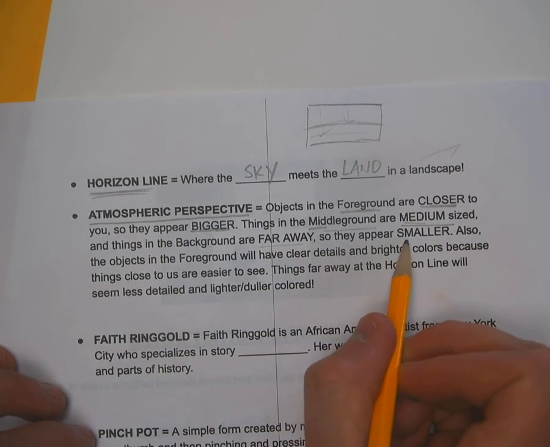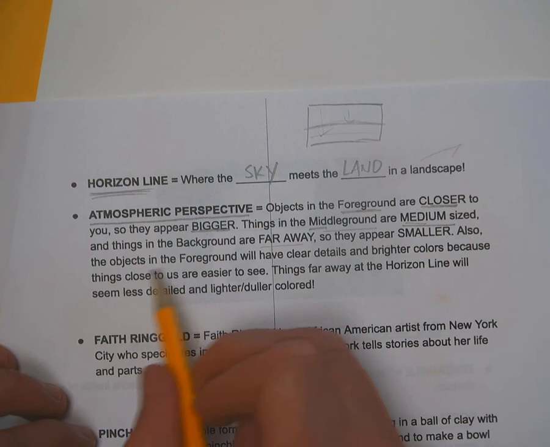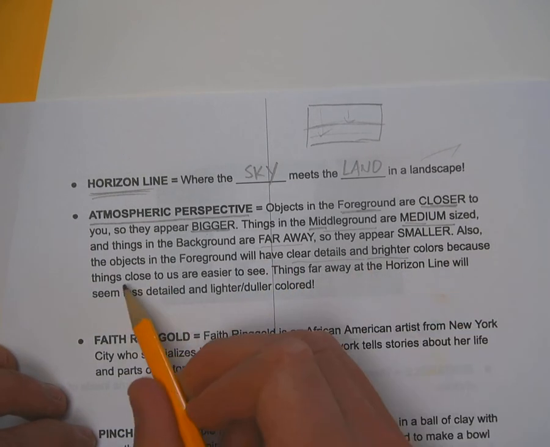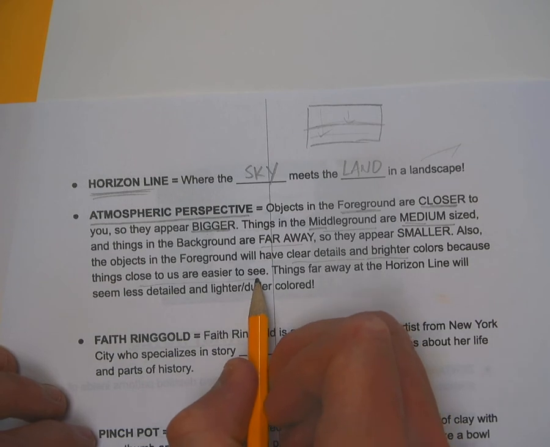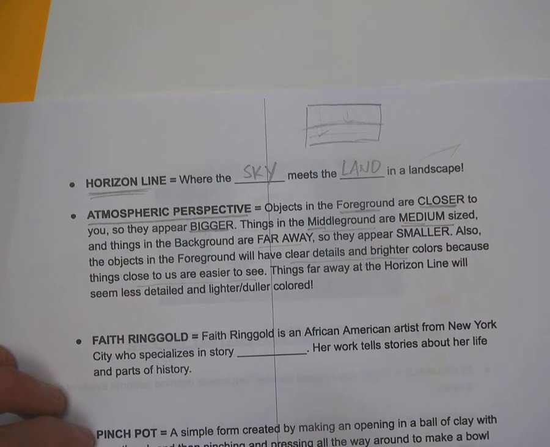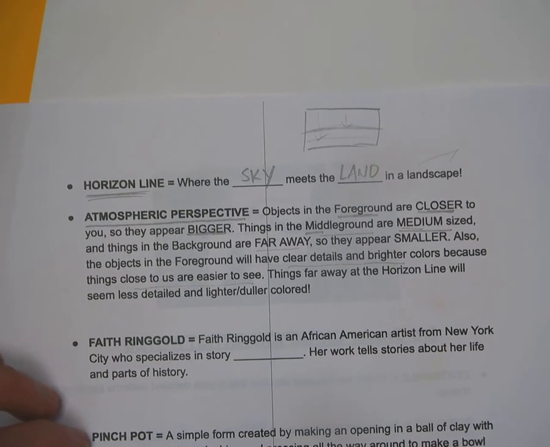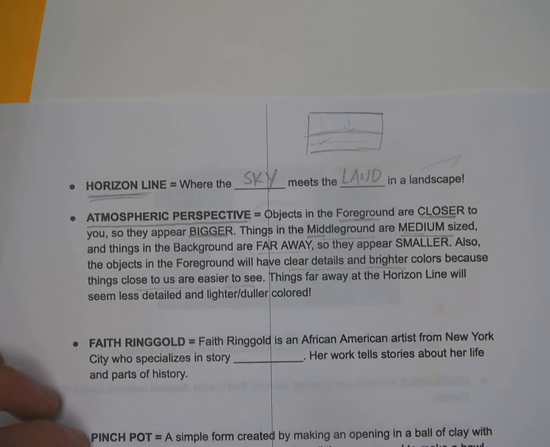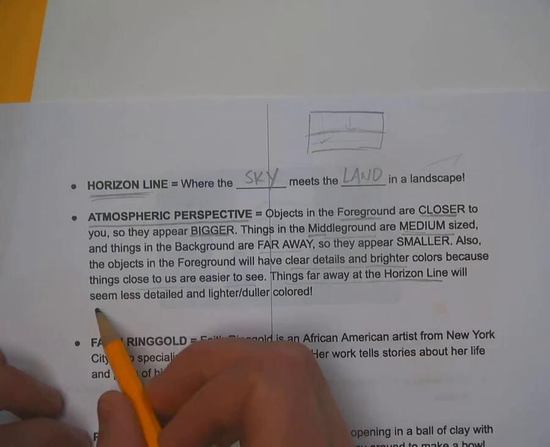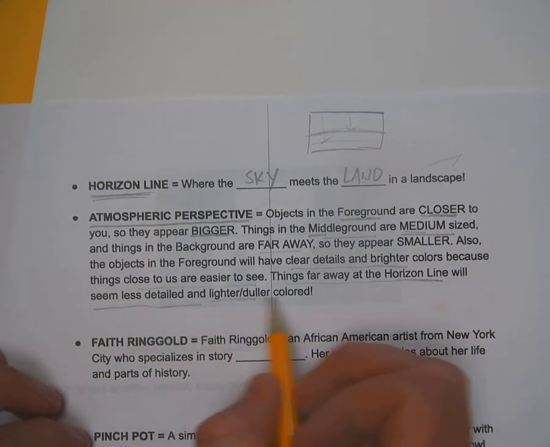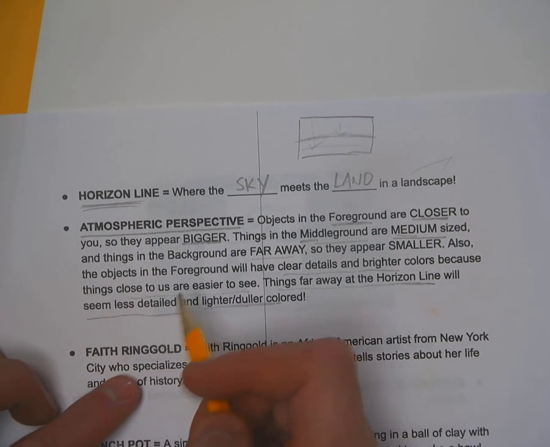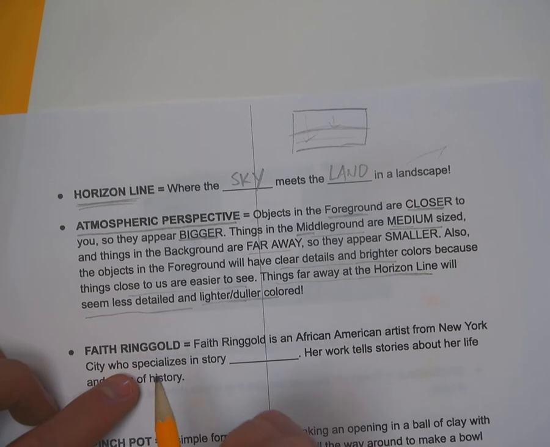We can only see so many things up close. So objects in the foreground are also going to have clearer details, brighter colors, because things close to us are easier to see. So think about it as if you take your glasses off, like me, if you wear glasses, my goodness, you can only see the details up close, not far away. Things far away at the horizon line are going to seem less detailed and a little lighter and colored. So, wild stuff, intense stuff, professional stuff, but I know you can handle it.